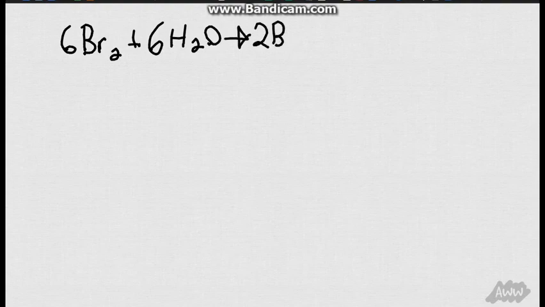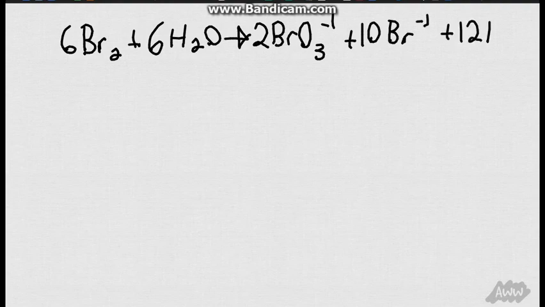Now, if you have hydroxide or a problem that's in basic solution, the only difference is that after you balance the hydrogens, you then go ahead and rebalance it with hydroxides. So for example, in that last problem, I'll just write out the net equation, so that we were supposed to end up with 6Br2 plus 6 waters going to 2BrO3 minus 1 and plus 10Br minus, also minus 1, plus 12 hydrogens.